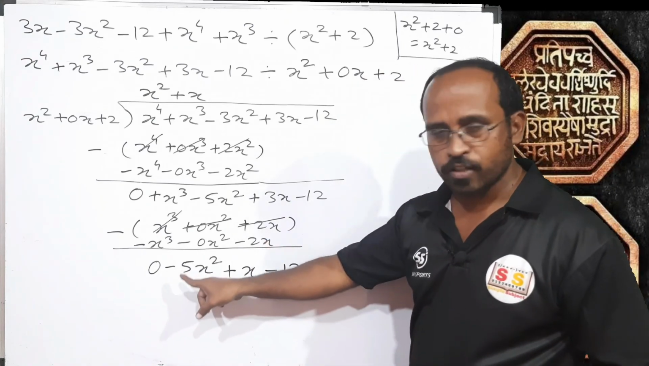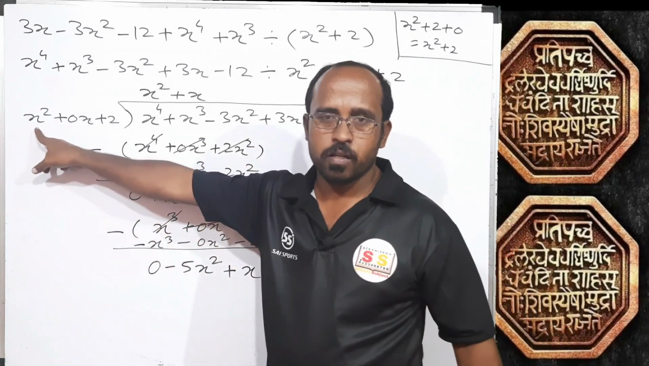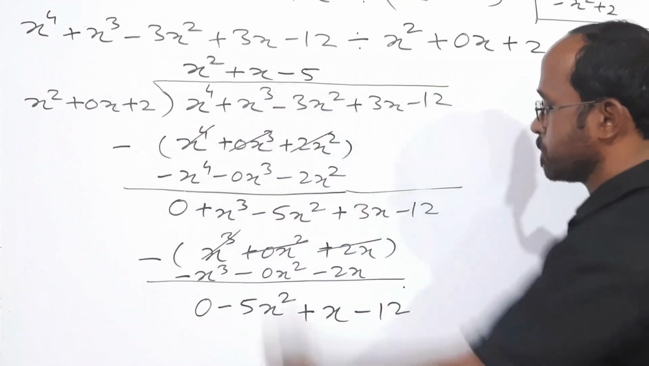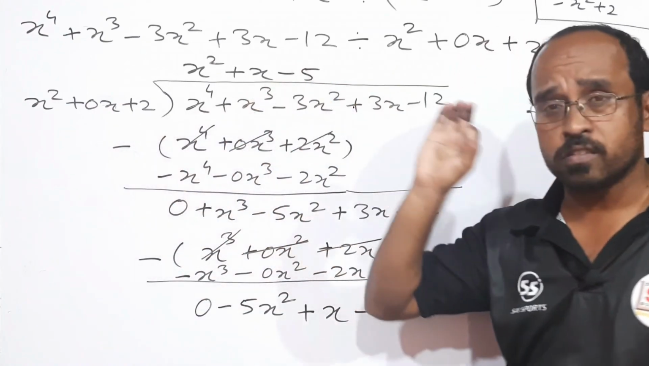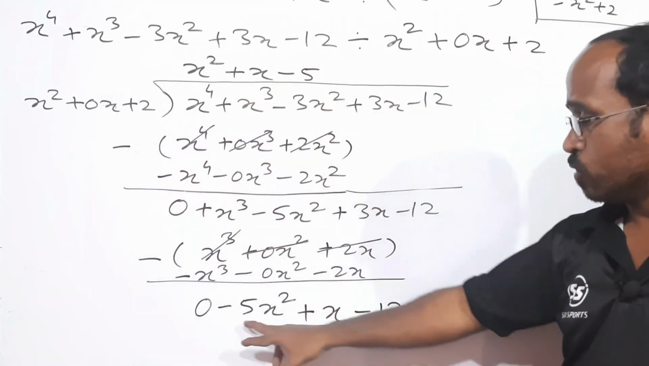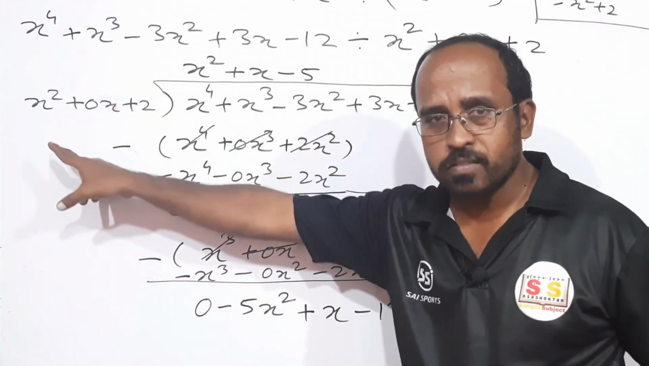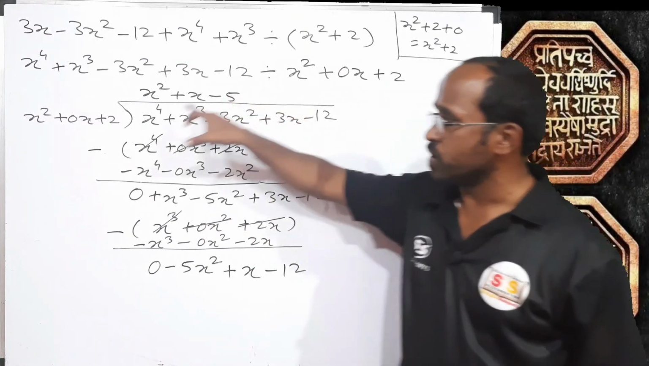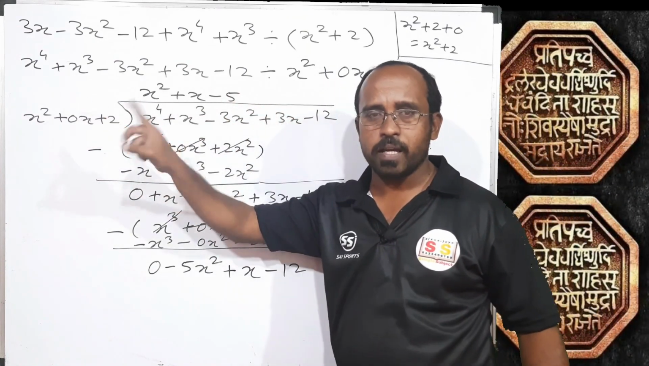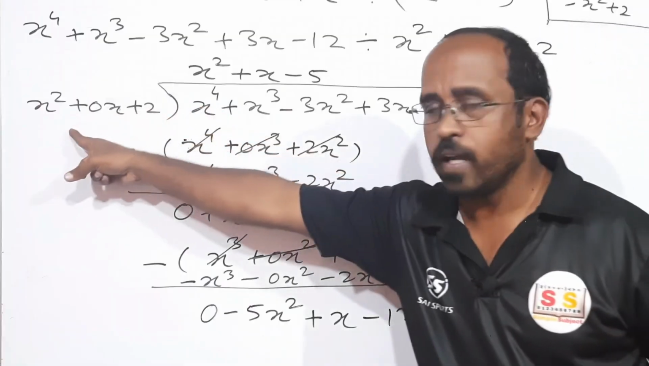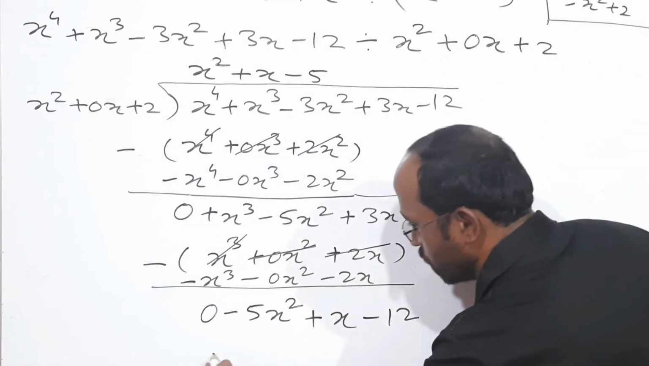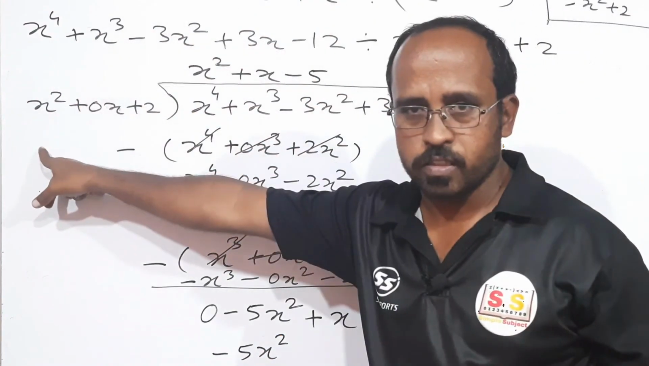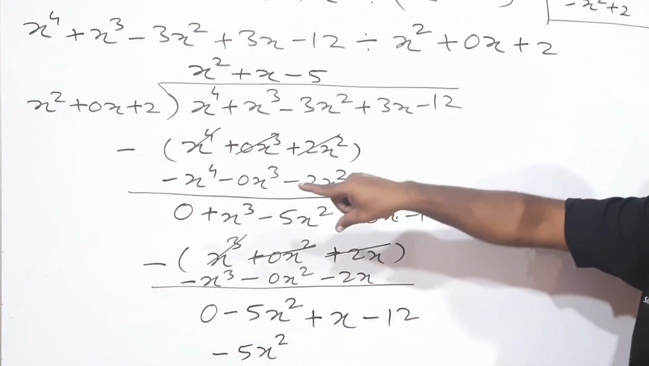So let's divide. Minus 5x square divided by plus x square. Answer is minus 5. See students, minus divided by plus is minus, the symbol in the case of division. So minus 5x square divided by plus x square, answer is minus 5. Now we have to subtract the multiplication of this quotient and divisor. So let's multiply then subtract. Minus 5 multiplied by plus x square, answer is minus 5x square.